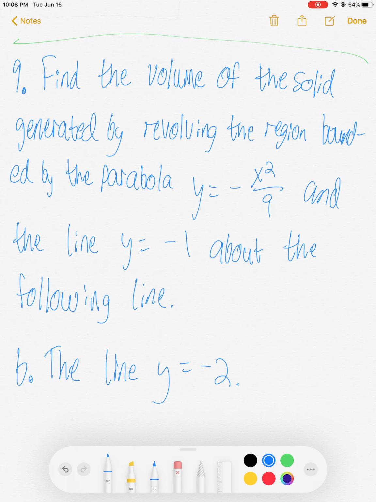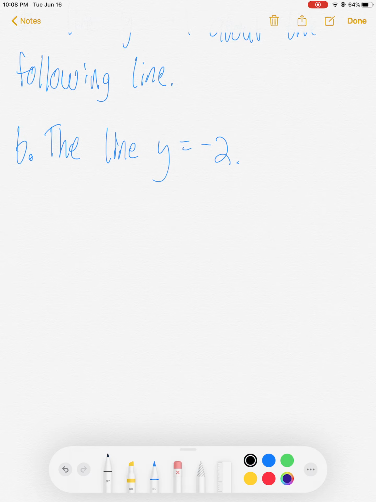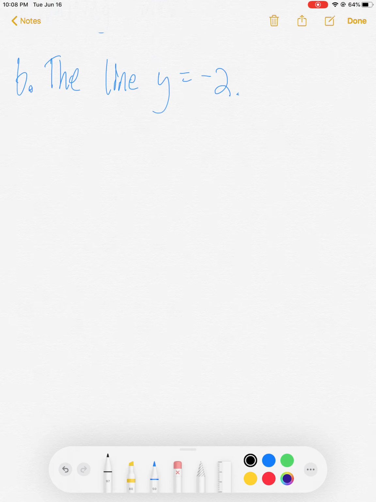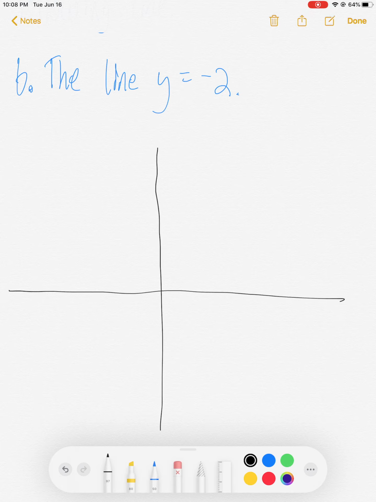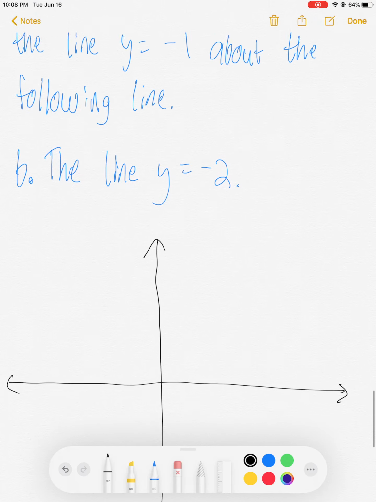So in the previous 2 problems, we revolved our regions about axes, the x-axis or the y-axis, but here we're taking a slightly different twist. We are instead going to revolve about the line y equals negative 2. So the formula is not going to change too much. The formula will be very similar, but we are going to have to make some changes.